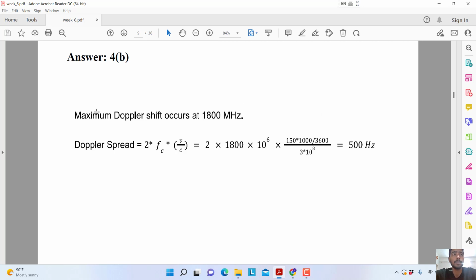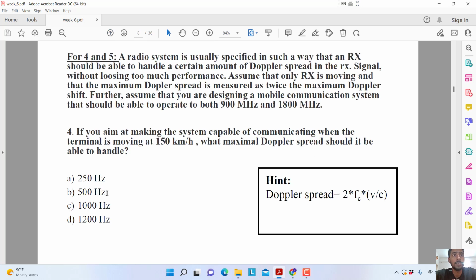So again I am explaining this answer. FC is given as 1800 megahertz, V is 150 km per hour, convert it to meters per second, and C is given as 3 into 10 power 8. So just put the values, and from there you will get the maximum. You will get the Doppler spread as 500 hertz. So option B is right.